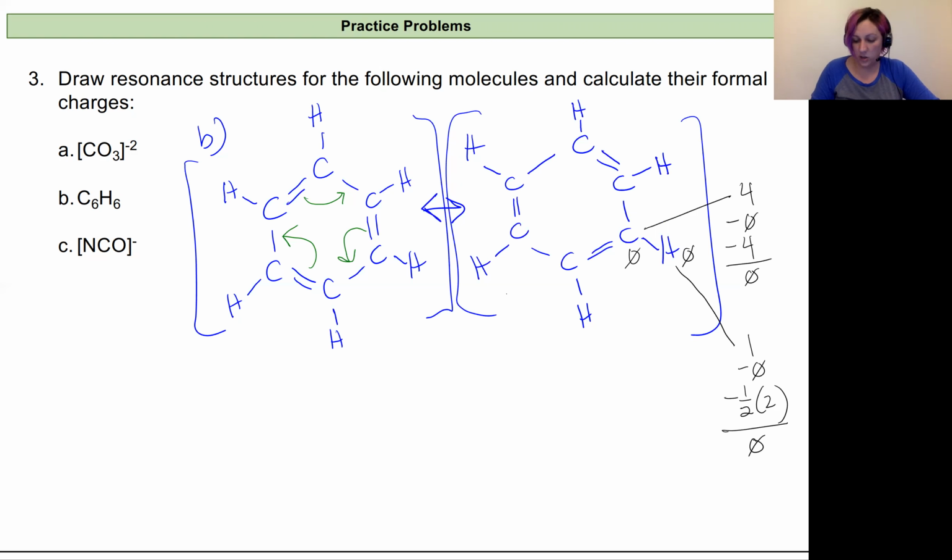And you can go ahead and try to calculate the formal charge slowly for each of them. But you'll find that all of these carbons and hydrogens have a formal charge of 0, which is ideal. Ideally, everything in our molecule has a formal charge of 0, especially when we have a neutral molecule like this one that shouldn't have overall charge to it. All right, let's do our last one, NCO.